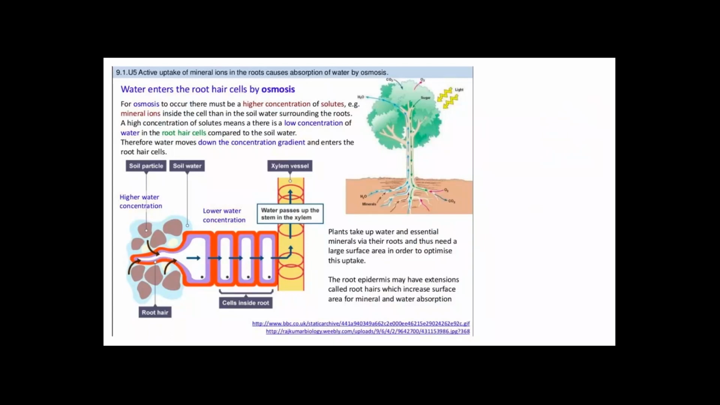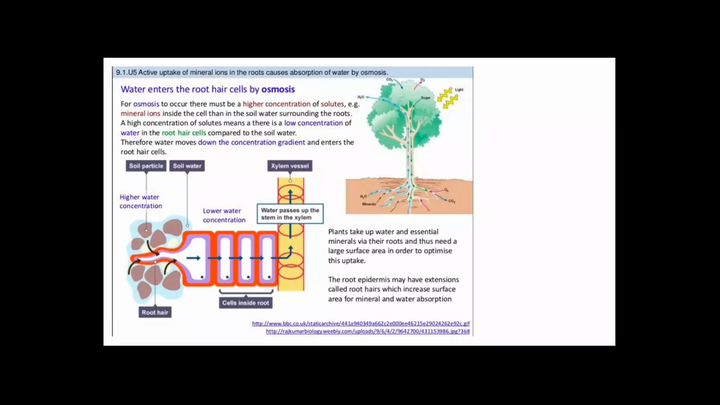For osmosis to occur, there must be a higher concentration of solutes, such as mineral ions, inside of the cell than in the soil water surrounding the roots. And a high concentration of solutes means there is a low concentration of water in the root hairs compared to the soil water. And therefore water moves down the concentration gradient and enters the root hairs. So that's why water enters.